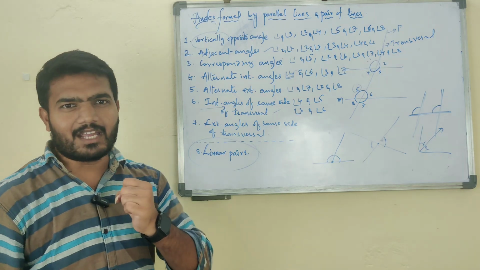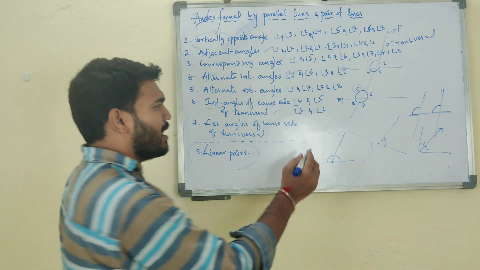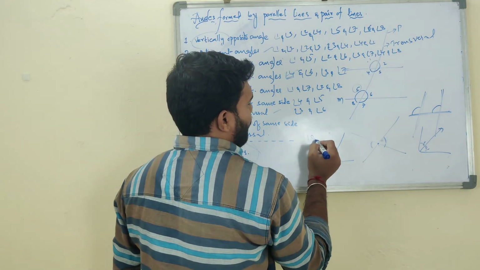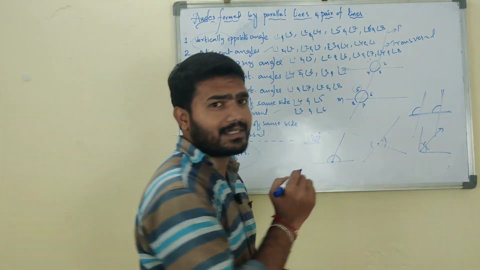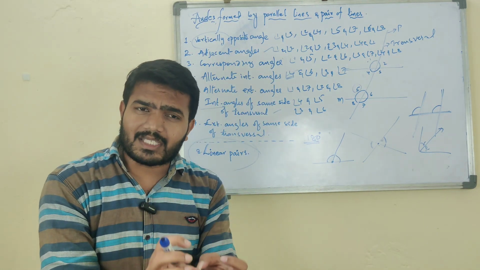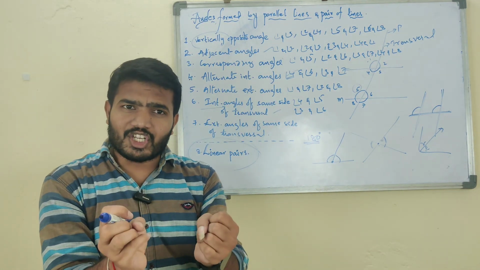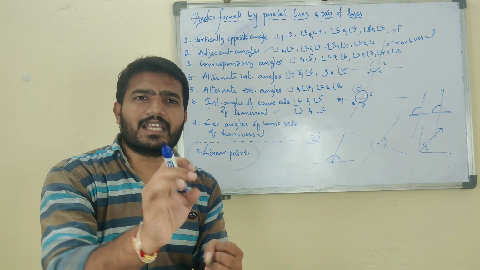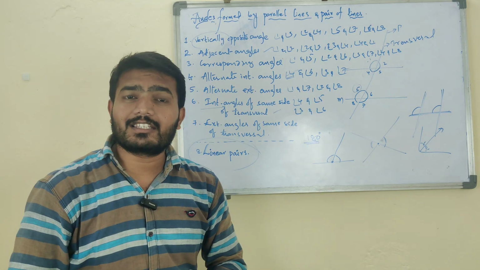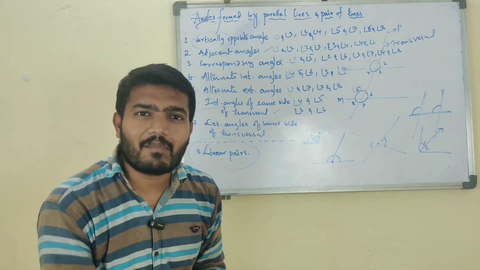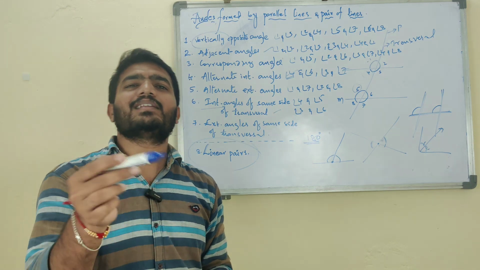Now, what do I mean by linear pair? Linear pair means you are already aware of 180 degrees, right? Supplementary angles. If the sum is 180 degrees, those are called supplementary angles. Here also the same thing. The sum of the angles is 180 degrees. They are known as linear pair.